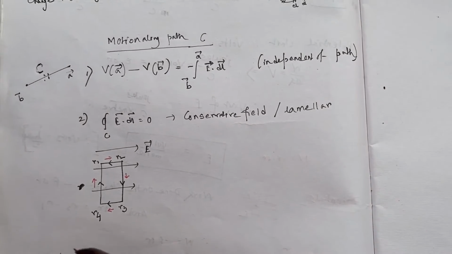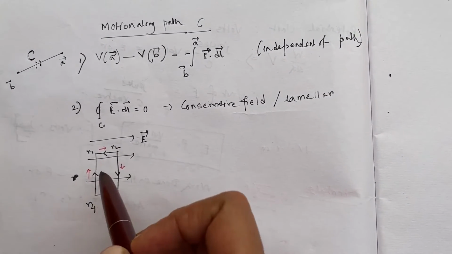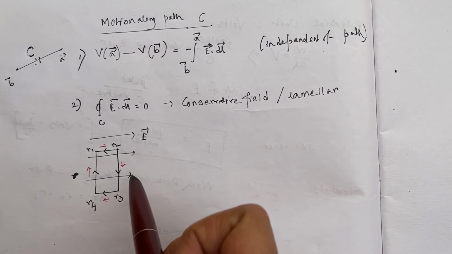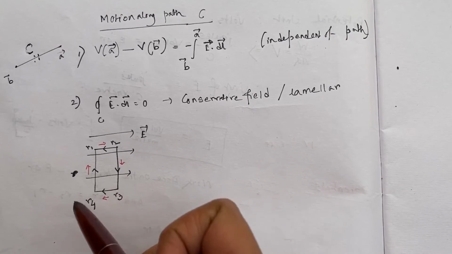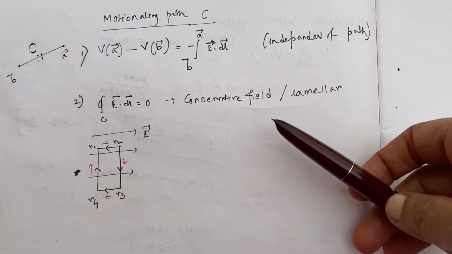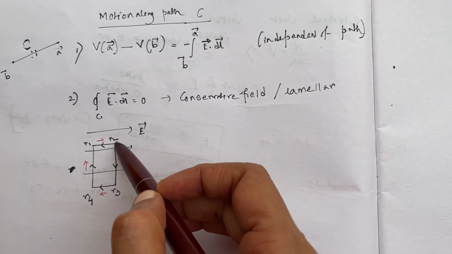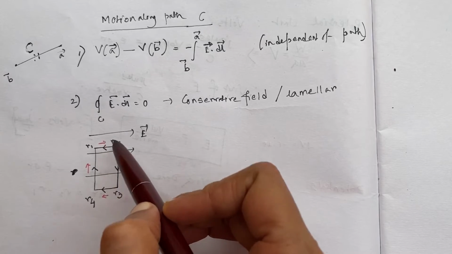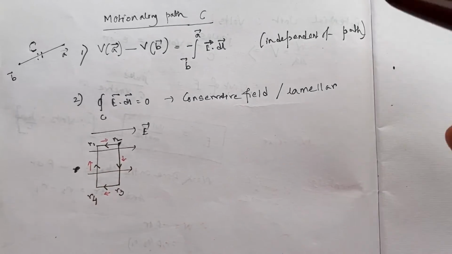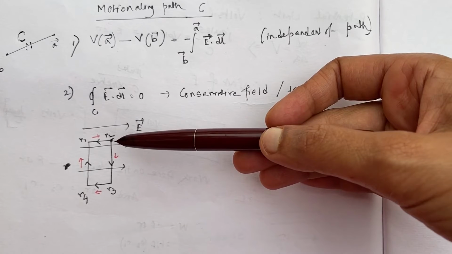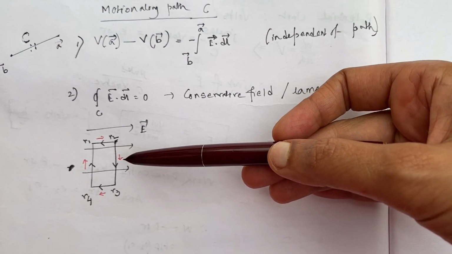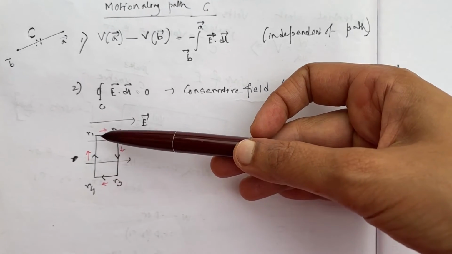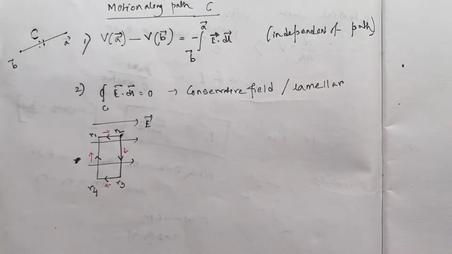Now if I want to talk about the path, suppose I have a uniform electric field. There are so many electric field lines. I have not drawn all of them because they are infinite in number. If I start my journey from R1 to R2, then move along this red arrow and reach R3, then move from R3 to R4, then R4 to R1, then again come back to the original point R2.